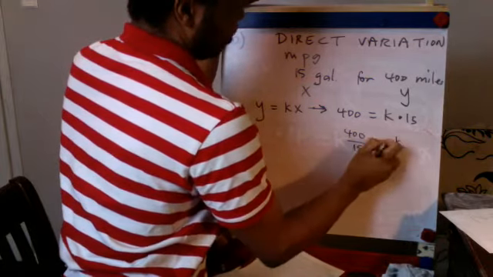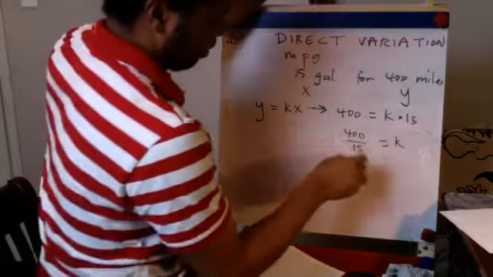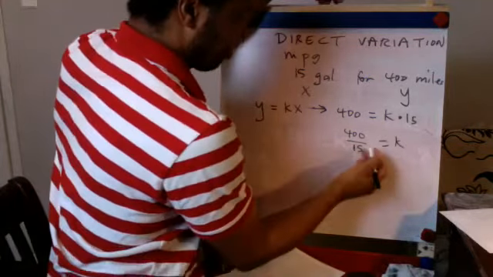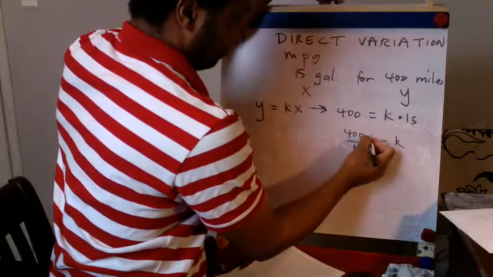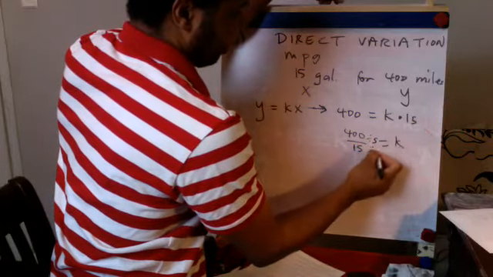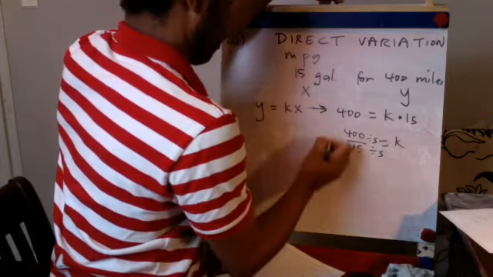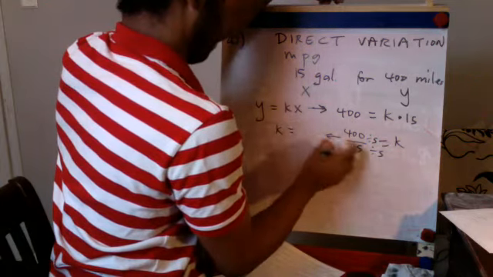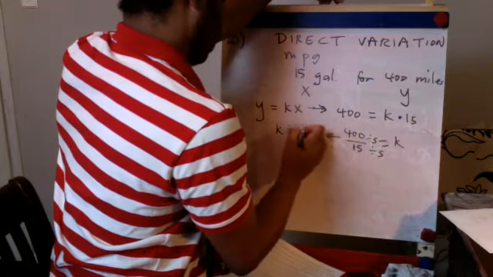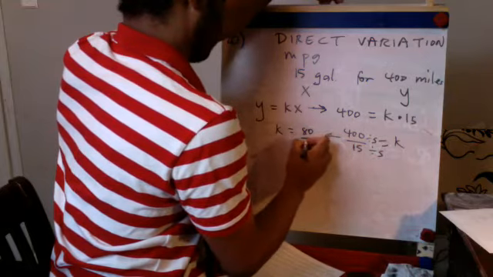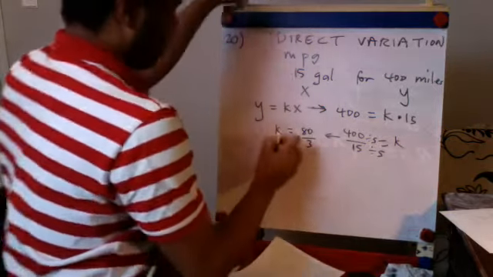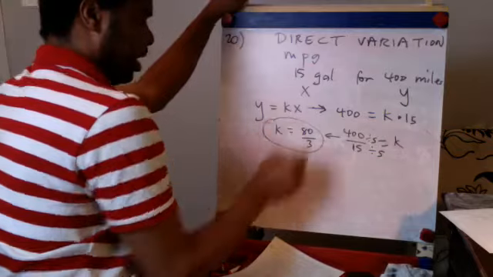I'm going to leave my answer as a fraction because 15 doesn't go into 400 evenly. But we can simplify. We can divide this by 5, and we can divide this by 5. And so we are going to get that K is equal to 80 over 3. All right, so K is 80 over 3. We're going to need that information.